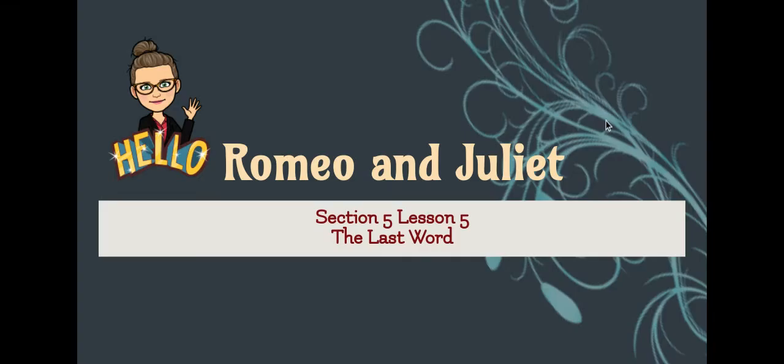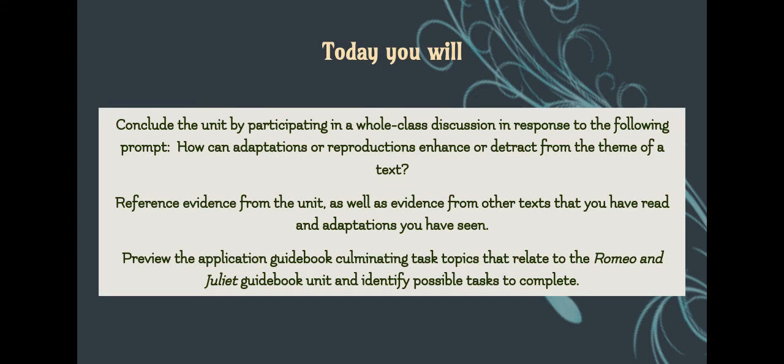Hello, and welcome to Romeo and Juliet, Section 5, Lesson 5, The Last Word. Today you will conclude the unit by participating in a whole class discussion in response to the following prompt. How can adaptations or reproductions enhance or detract from the theme of a text?